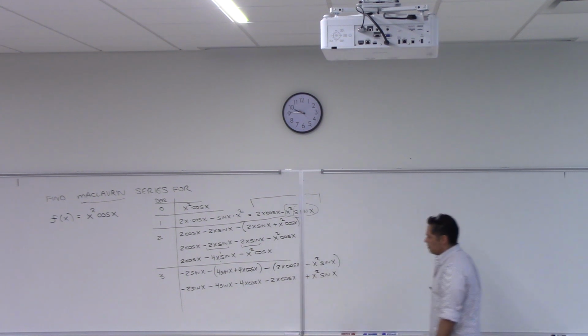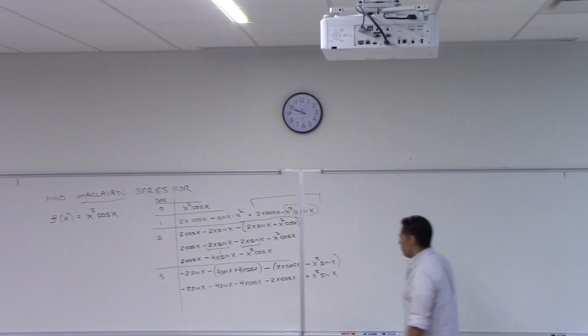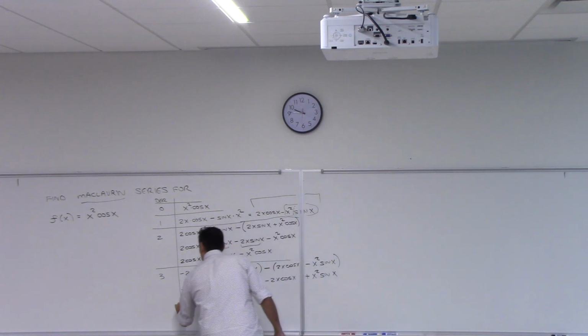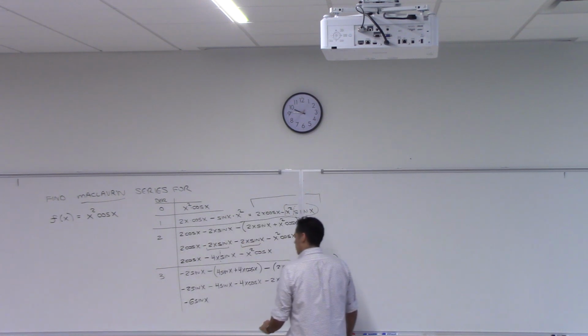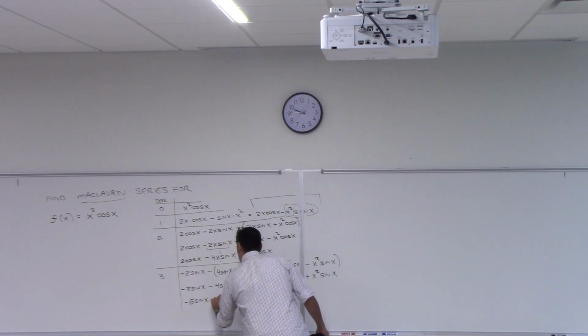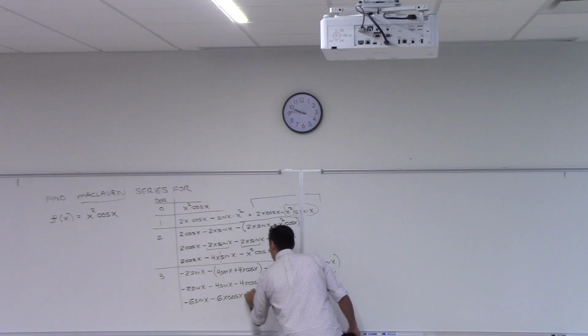Double check my work there. Does that look right to you? Combine like terms. I have negative 6 sine x, right? Minus 6x cosine x, and then plus x squared sine x.